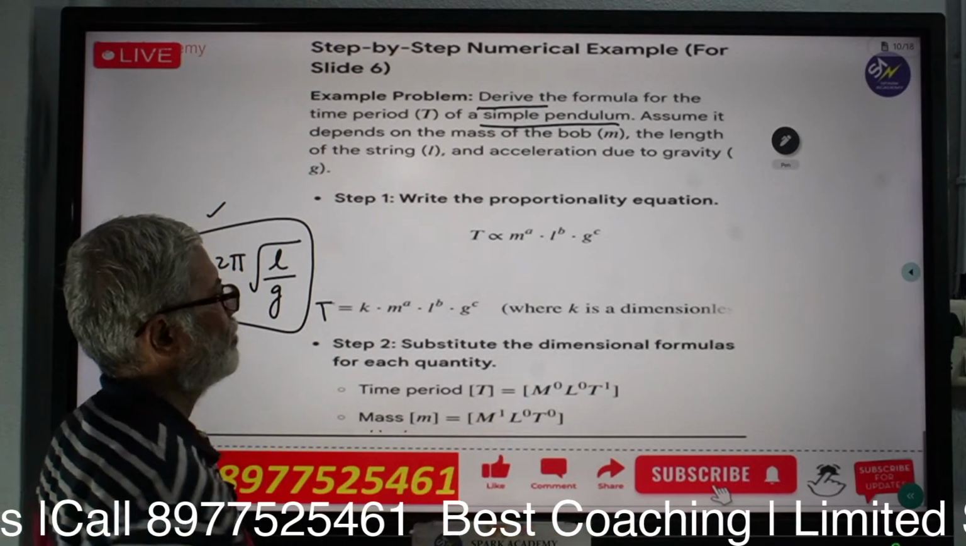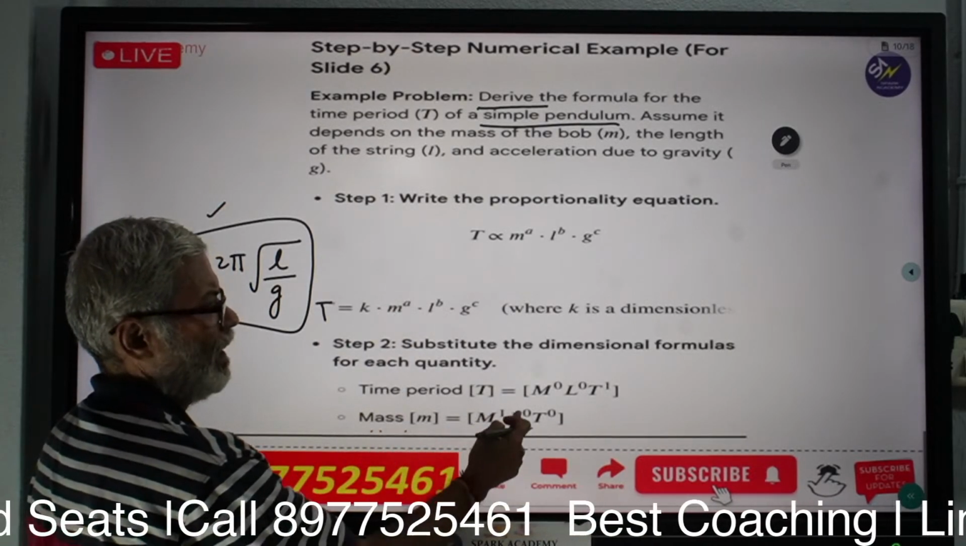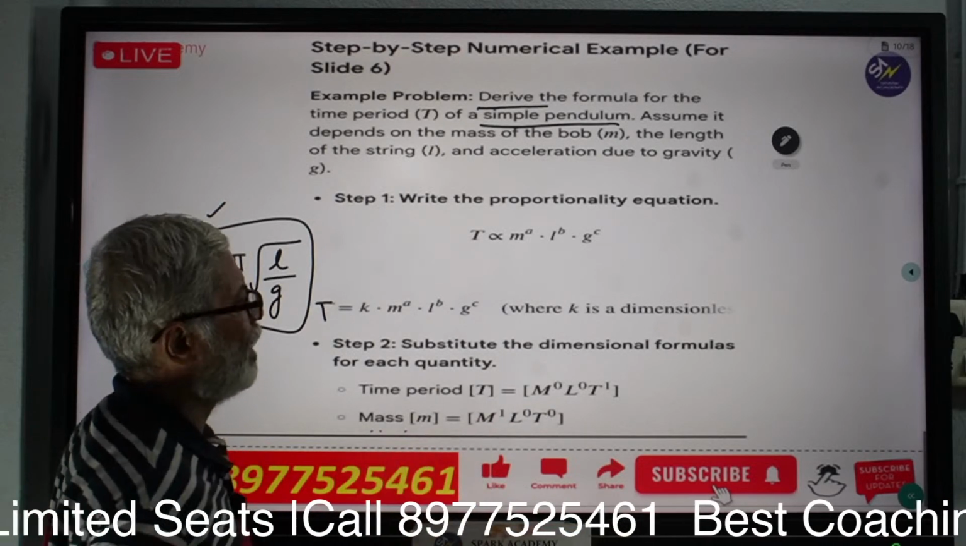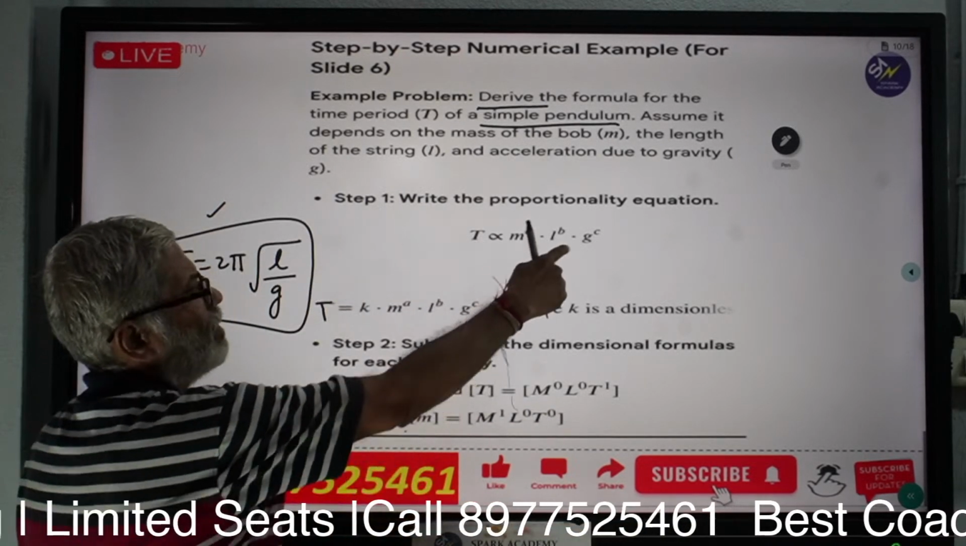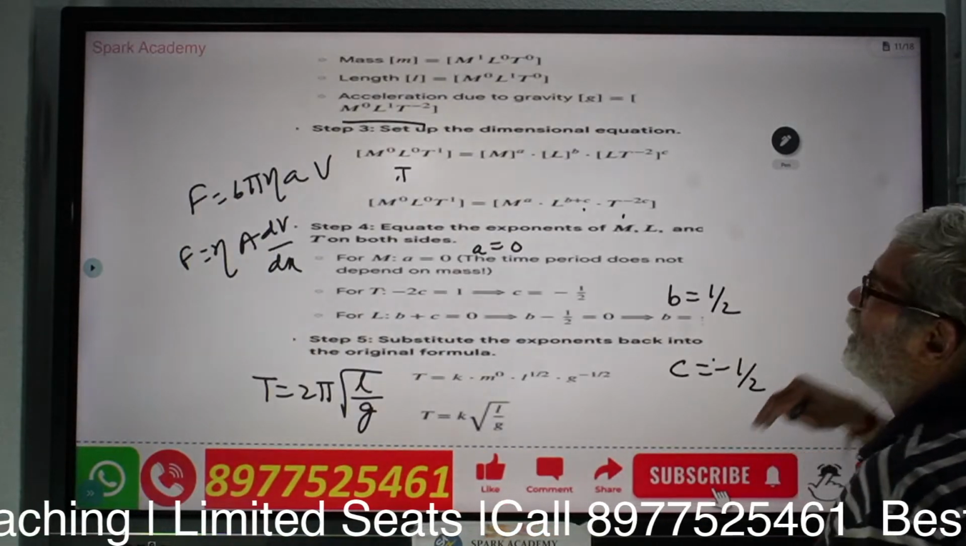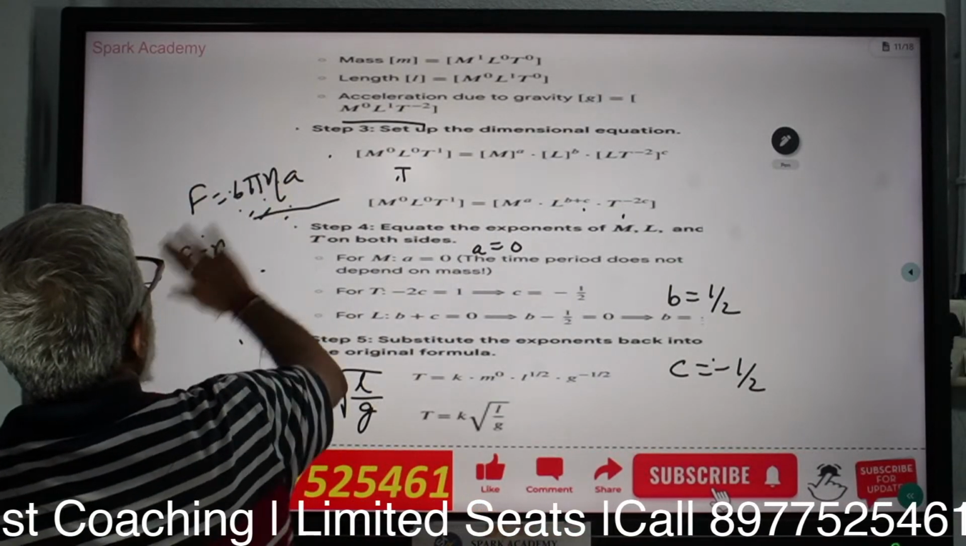M0, L0, T. What is the dimension for M? M, L0, T0. Anything to the power of 0 is 1, no? For completeness we write it like this. Similarly, what is the dimension for G? Acceleration due to gravity.